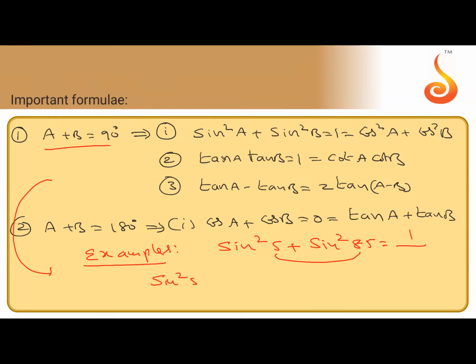Next, sin square 5 plus sin square 10 plus sin square 80 plus sin square 85. What is the answer for this one? Yes, very good. The first grouping is 1, this group also 1. So that answer is 2. Fine, good. And this is the same for cos also. Cos square 5 plus cos square 10 plus cos square. Yes, write it, no problem.